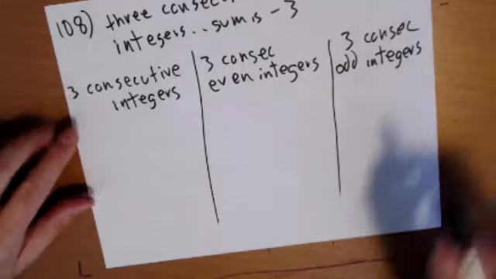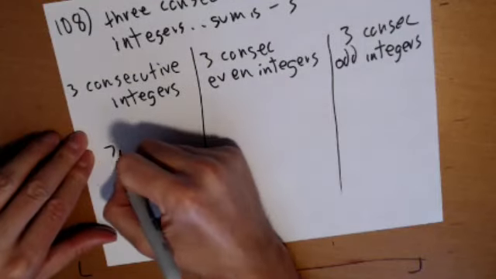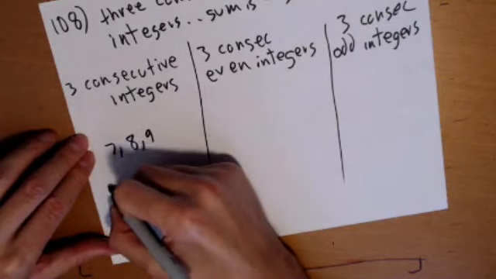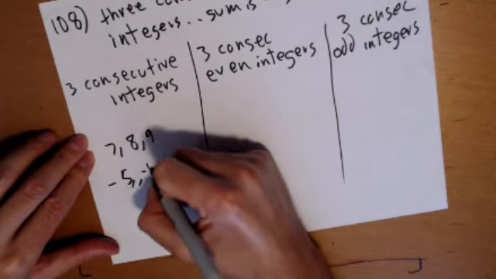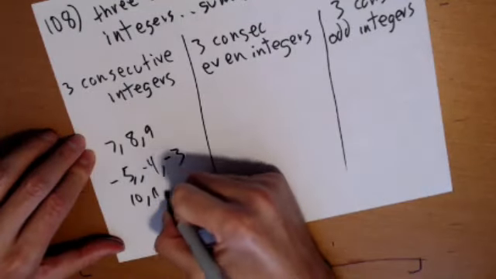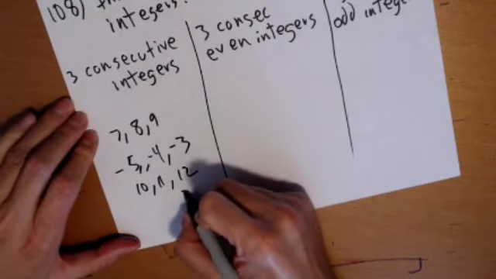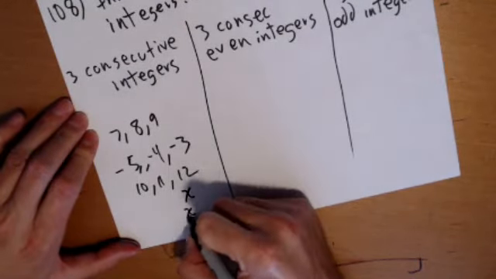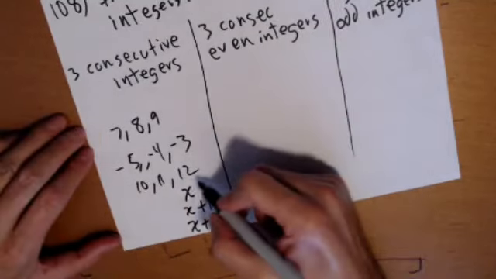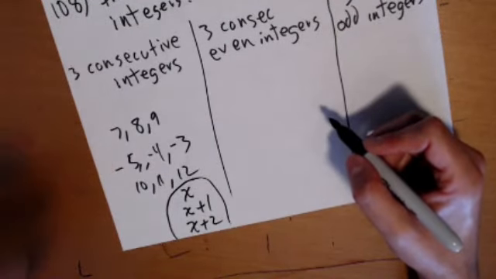Okay, so 3 consecutive integers. For example, 7, 8, 9. Those are 3 consecutive integers. -5, -4, -3. Those are 3 consecutive integers. 10, 11, 12. So what you could notice is if you have 3 consecutive integers, the first one we call x, the next one is 1 bigger, and then the next one is 2 bigger. X, x plus 1, x plus 2. This isn't the answer, but this is sort of the idea. So if they want 3 consecutive integers.